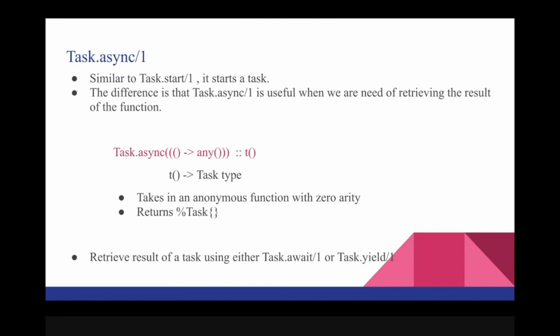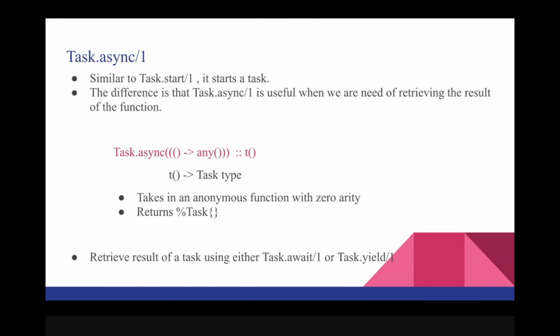In this series, we're going to learn how we can retrieve the result of a task using the Task.async function. So how does this work? Task.async is almost similar to Task.start because they both start a task. The difference is that Task.async is useful when we need to retrieve the result of the function. Task.async takes in an anonymous function with zero arity, then returns a task struct. To retrieve the result from that task struct, you need to use either Task.await or Task.yield.